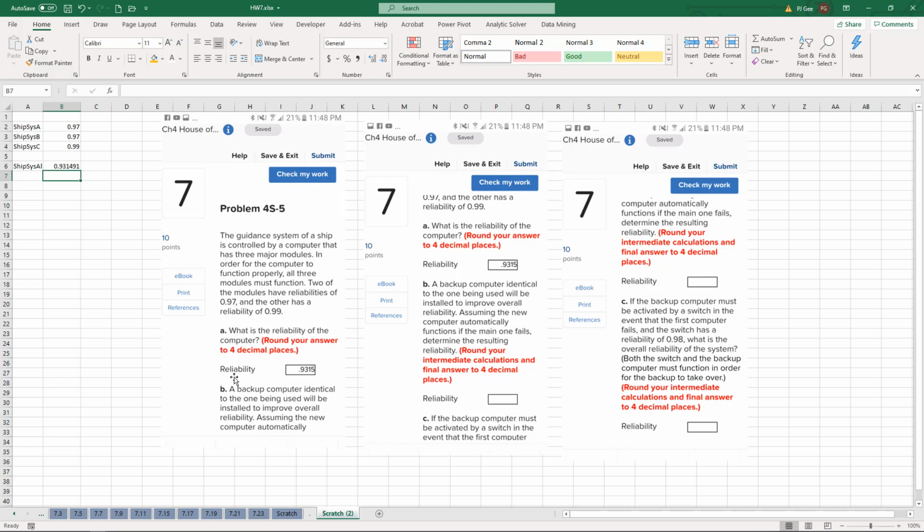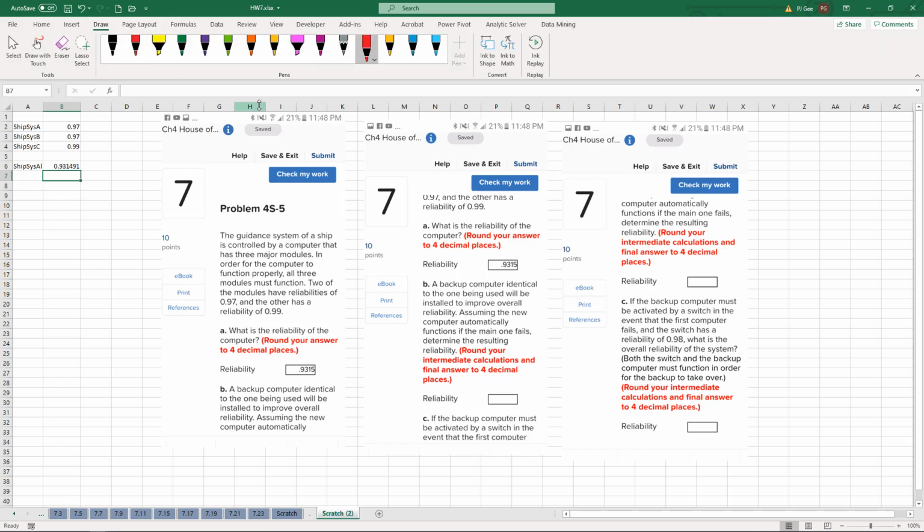Okay, so the next one is a backup computer identical to the one being used will be installed to improve overall reliability. Assuming the new computer automatically functions if the main one fails, determine the resulting reliability. Okay, so this is the situation where we have alternate paths. One kicks out. It would go something like this, right? So if one fails, then the loop would go to plan B, and plan B would kick in.